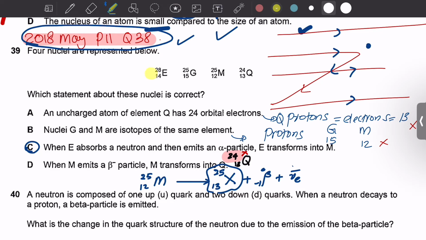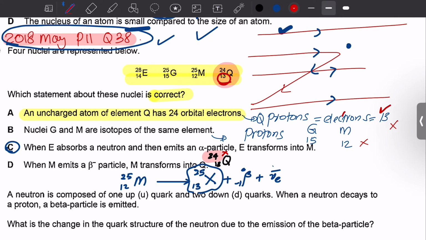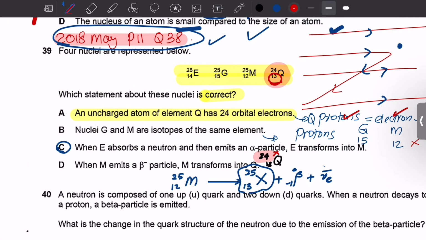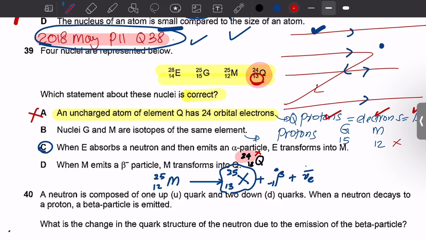Question 39. Now we have four nuclei. Let's think what's wrong. They say which statement about these nuclei is correct. Let's think about A. An uncharged atom of Q has 24 orbital electrons. Let's focus on Q. Q is this. No, the proton number is only 13. So it has 13 protons and 13 electrons. So this idea is wrong. The nucleon number is 24, that's a different thing.